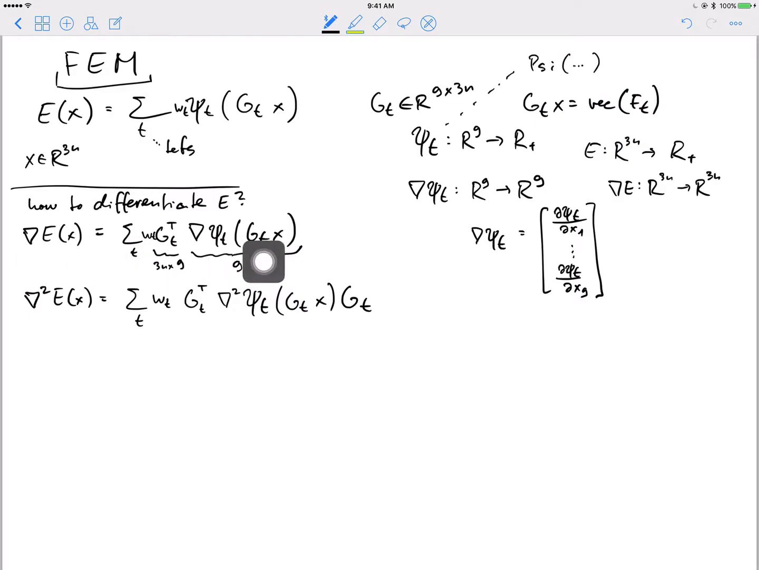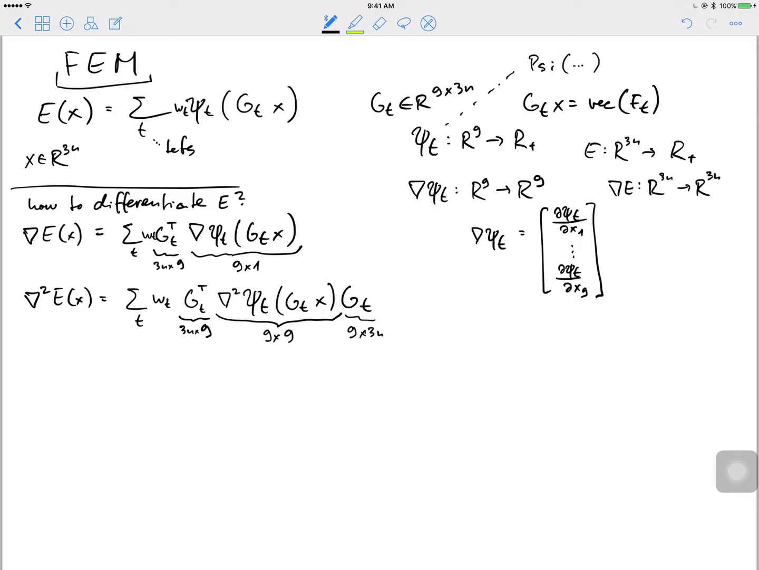That basically means that we are differentiating this expression, so this thing stays there, that's just a constant, but now the chain rule kind of pops out the GT to the other side. And that's so that the dimensions actually work out, so let's go through that. So this is still 3n by 9, right? Now this thing here, that's the Hessian of psi t, okay? So in this case, that will be a 9 by 9 matrix. And the GT, that's going to be, of course, a 9 by 3n matrix, okay?